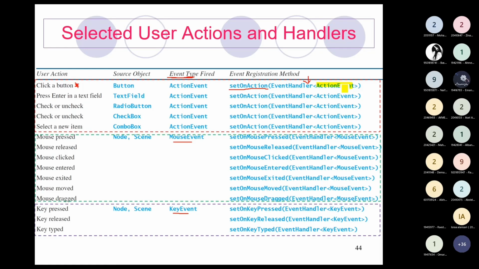Pressing enter in a text field is also an action, and it has a similar registration method. Clicking to check or uncheck radio buttons, if we have choices, we're also going to use the same registration method. Selecting an item from the combo box, we will also use the same registration.